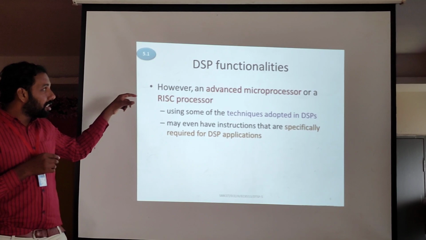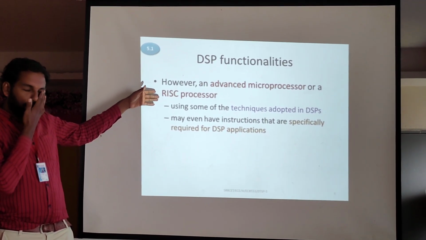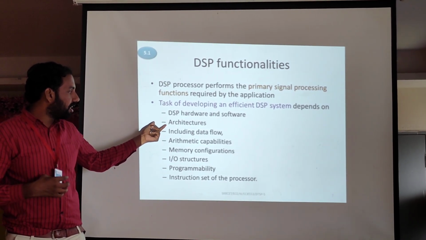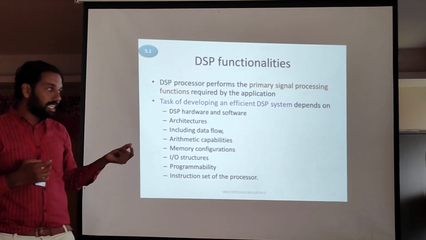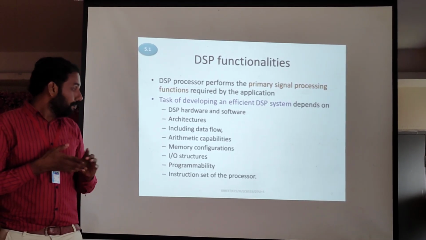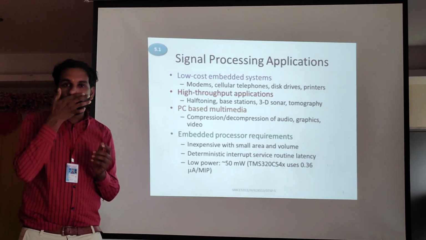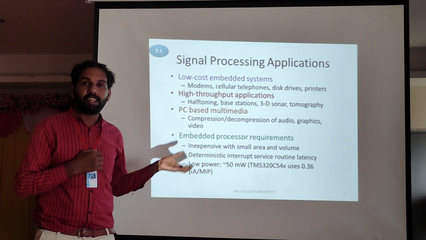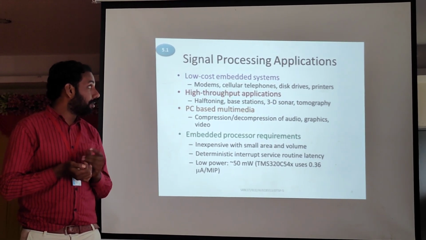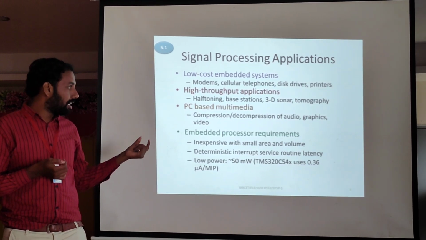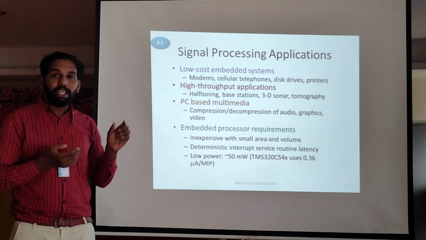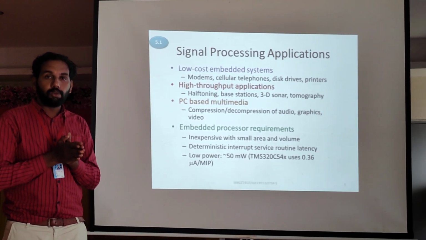We are going to see the DSP hardware and software and architecture and data flow, arithmetic capabilities, memory configuration, I/O structures, programmability, and the instruction set of the processor. These are the main functionalities under this unit. Signal processing applications include low cost embedded systems, high throughput, PC based multimedia communication, and embedded processor requirements. These are the basic things we consider before going to the DSP.